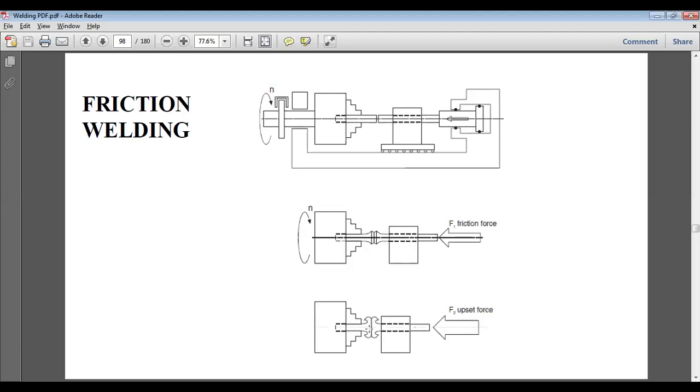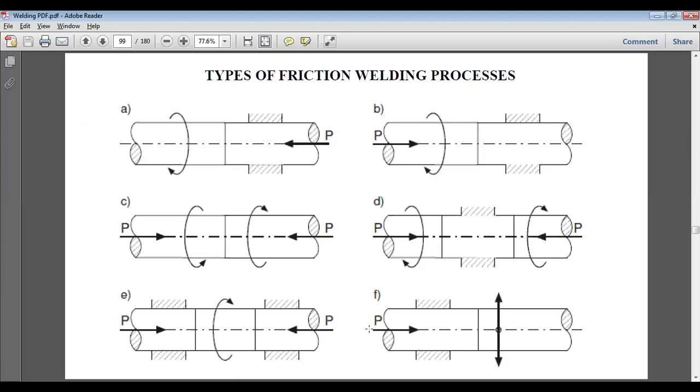When it is cold, we open the chuck and take down the welded joint. This is called friction welding, where we apply friction in order to weld. These are the types of friction welding; we are not going into more detail.